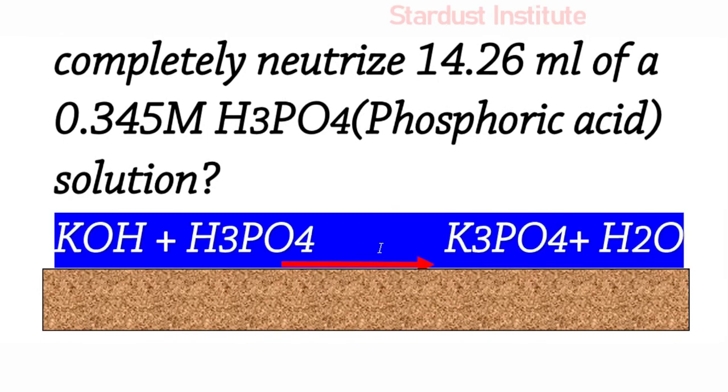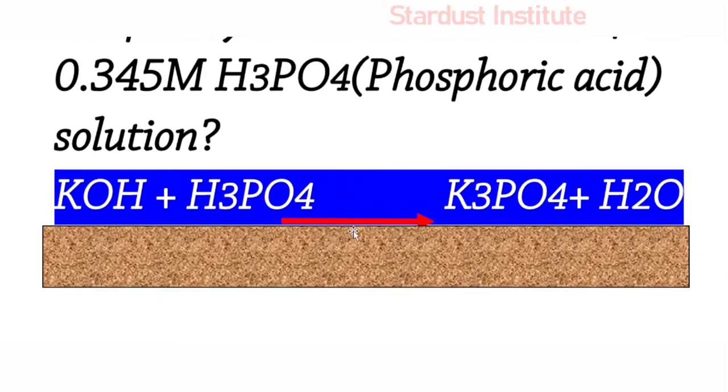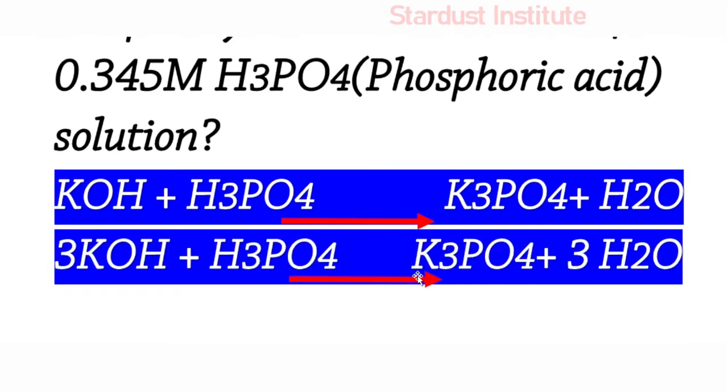This is the chemical equation: KOH plus H3PO4 gives K3PO4 plus H2O. This chemical equation is not balanced. Let's balance it. On the left hand side 3 KOH plus H3PO4, on the right hand side K3PO4 plus 3 H2O. You can see on the left hand side 3 potassium, on the right hand side 3 potassium; 7 oxygens on each side; 6 hydrogens on each side; and 1 phosphorus on each side.